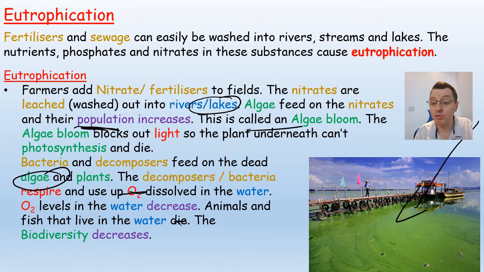The bacteria will feed on those animals and fish and respire and use up even more of the oxygen that's dissolved within the water. And so over time the biodiversity of the area will decrease as the oxygen levels decrease, and you'll end up with a sterile, almost dead environment of a waterway with an algal bloom on top, but almost no oxygen dissolved within the water, and this is known as eutrophication.